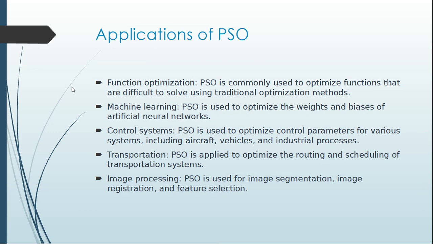Now we'll see the applications of particle swarm optimization. Function optimization: PSO is commonly used to optimize functions that are difficult to solve using traditional optimization methods. PSO is used in machine learning, to optimize the weights and biases of artificial neural networks. PSO is used in control systems, to optimize control parameters for various systems, including aircraft, vehicles, and industrial processes. PSO is used in transportation, applied to optimize the routing and scheduling of transportation systems. Next, we'll use PSO in image processing.